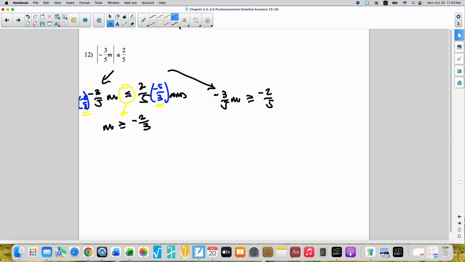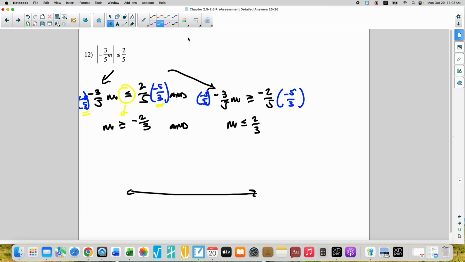That's good. We're going to multiply this by negative 5/3. Negative 5/3 m, we flip it again because we multiply both sides by a negative. The 5's cancel and the negatives cancel. Negative times a negative is a positive, leaving you with 2/3. It's still an and statement. And we just show that we flip the inequality sign because we multiplied both of them.